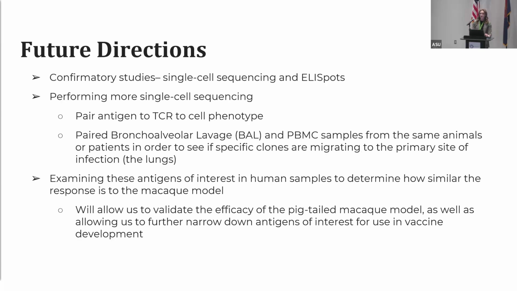And so as I was saying, we're going to do confirmatory studies, more single cell sequencing, as well as ELISpots. Again, go see Mom's poster number 43 to hear more about ELISpots. And we're hoping to pair those T cell receptors to their phenotype and to their reactive antigens. And we're also interested in potentially looking at paired bowel samples and PBMCs to see if there are specific T cell receptor clonotypes that are migrating to the primary site of infection.